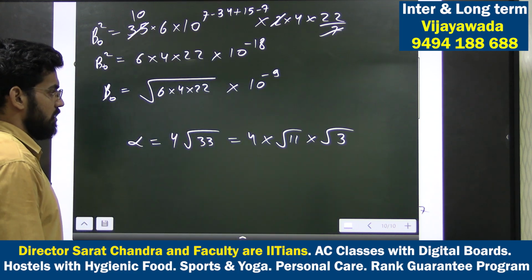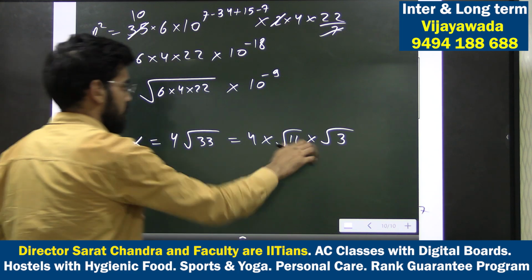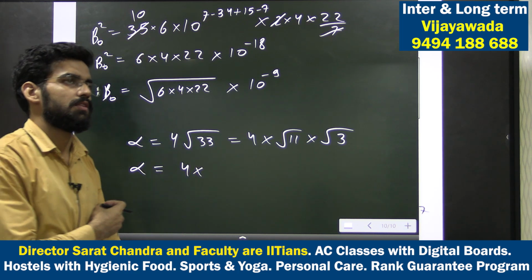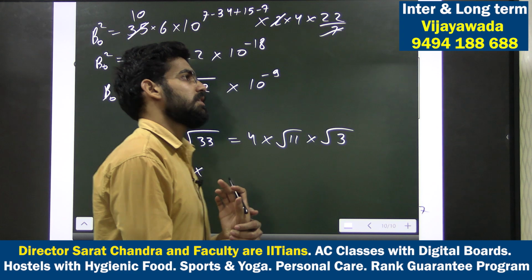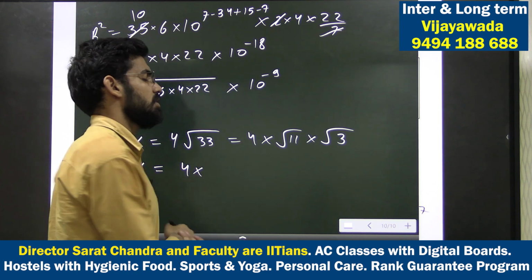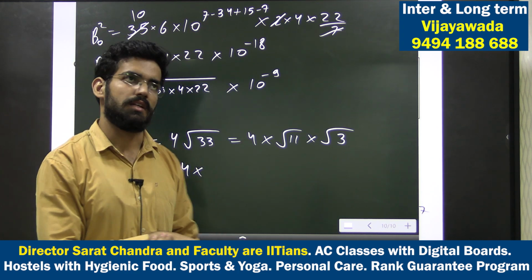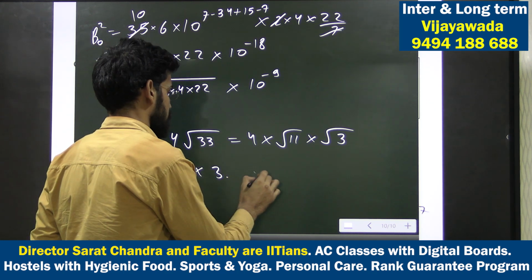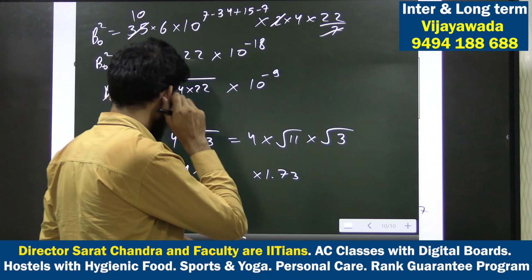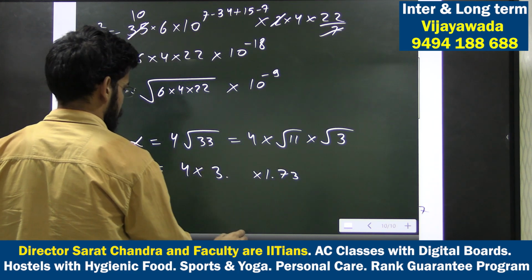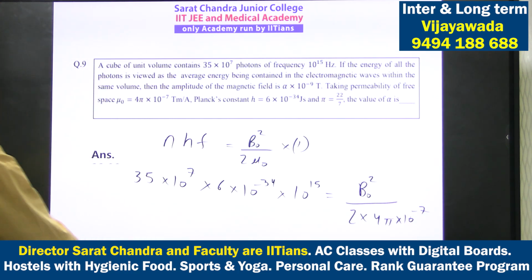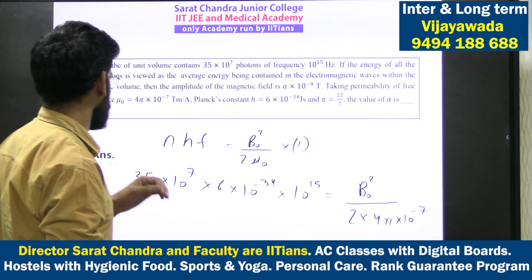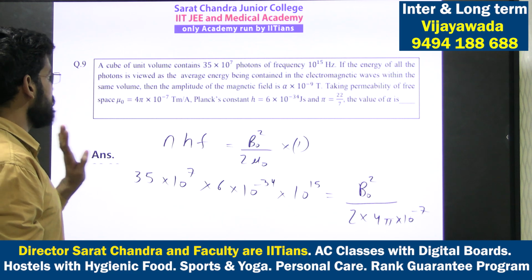Now root 11 and root 3 value you can put. I am not confirmed with root 11, but it is about root 11. So 3 is a 9, so 3.2 something comes. Root 3 is 1.73. So by this your answer will come for alpha. You can check this root 11 value, or you can calculate root 11 first, then the answer will come exactly.